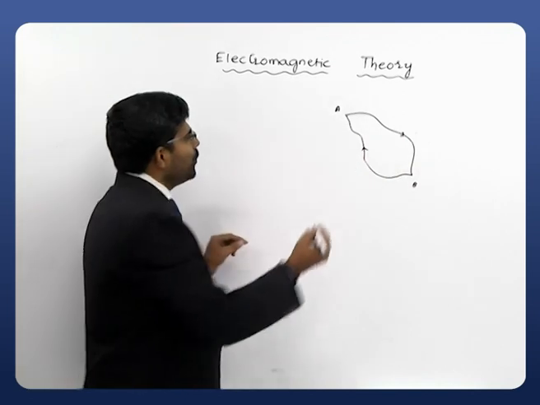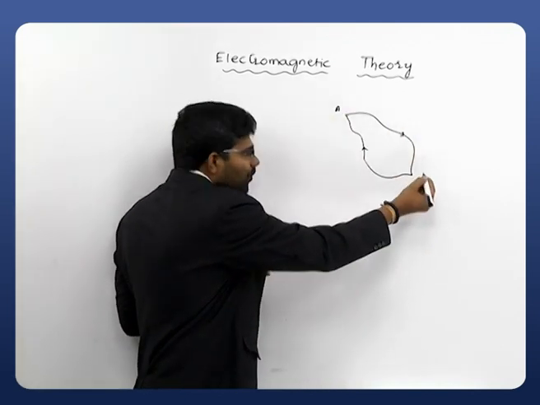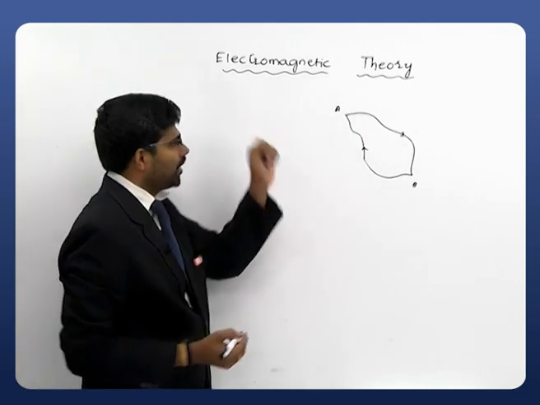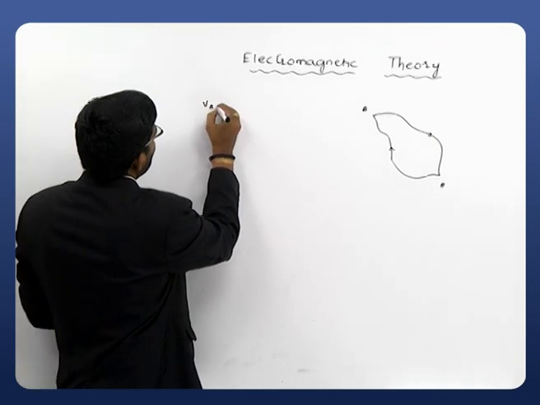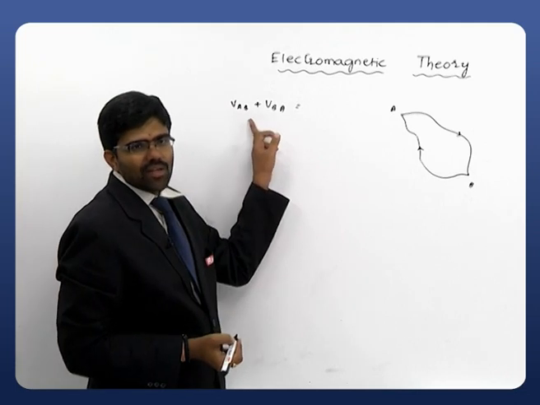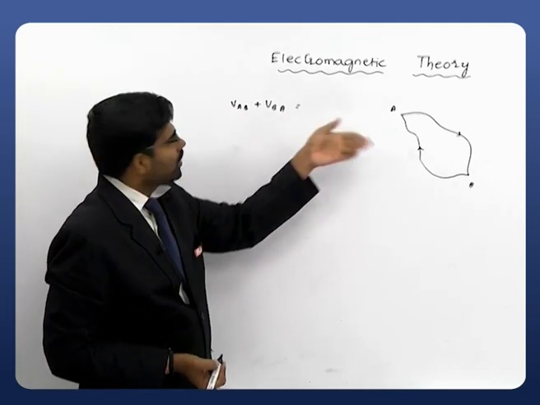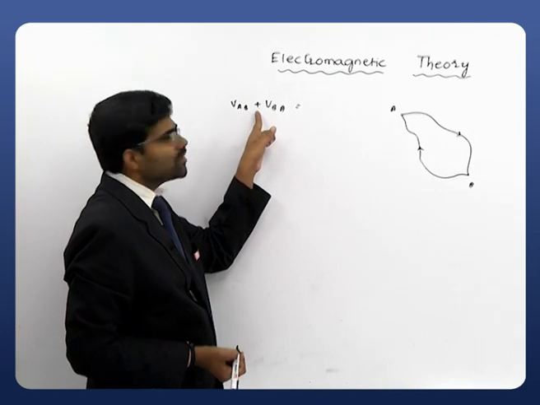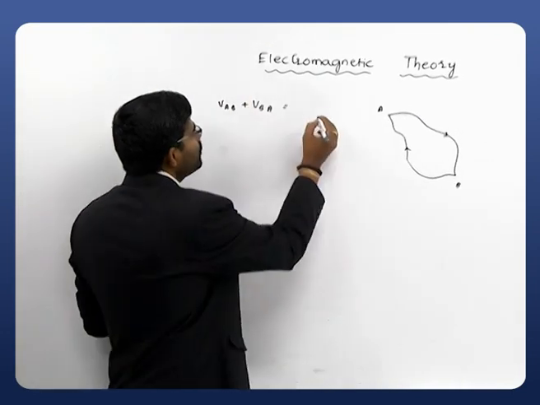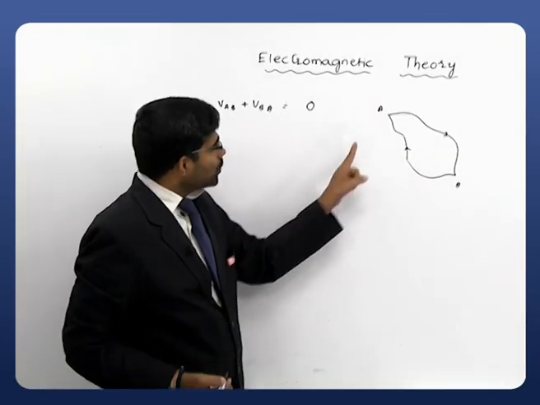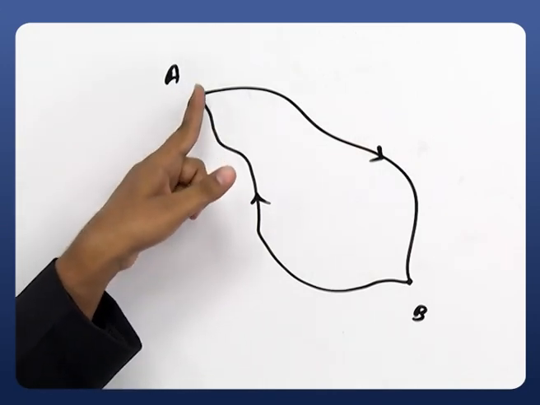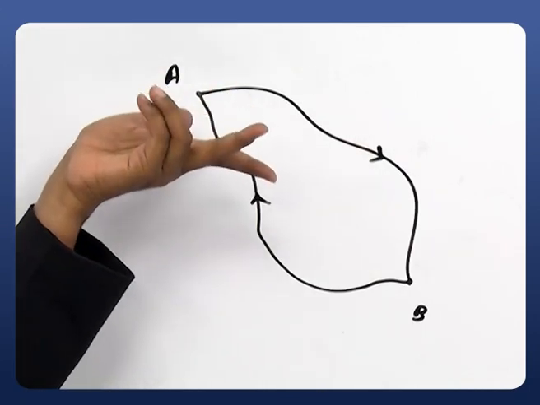Now observe, VAB I am calculating initially, VBA next. The total potential is nothing but VAB plus VBA, which, directly by seeing it, you can say is 0, right? VAB is VB minus VA, plus VA minus VB. So VB minus VA plus VA minus VB is simply 0. So the total potential from point A to point A is always 0.